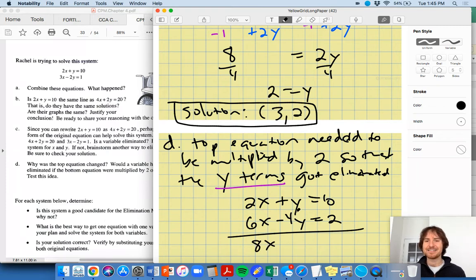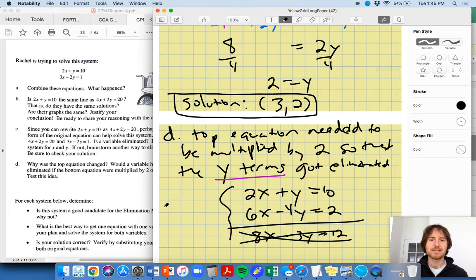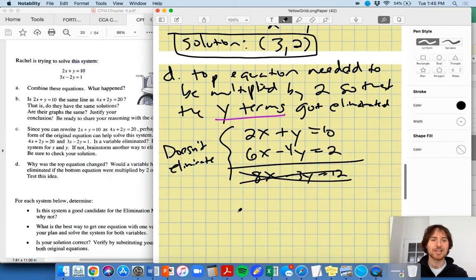Because we got 8x here, and now we have negative 3y is equal to 12, and no, we got an x and a y there. It doesn't work, okay? It doesn't eliminate if we just multiply the bottom one by 2. So hopefully you're being strategic about what you're multiplying by as you do elimination here, okay?